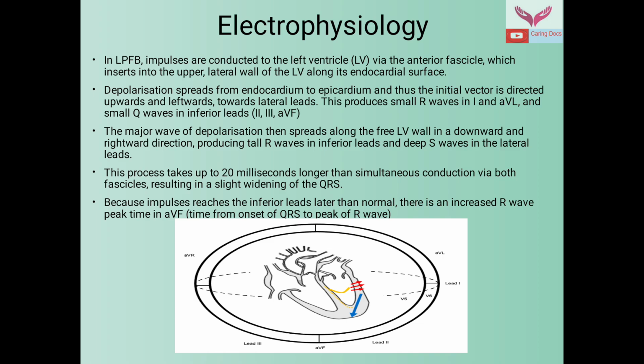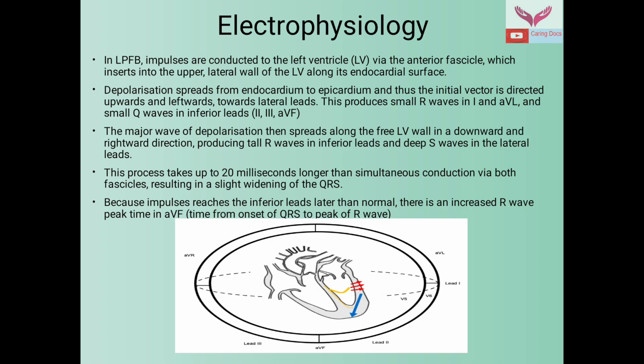The left posterior fascicular block, the electrophysiology is as under. The impulses are conducted to the left ventricle by the anterior fascicle, which inserts into the upper lateral wall of the left ventricle along the endocardial surface. The depolarization spreads from the endocardium to the epicardium, and thus the initial vector is directed upwards and leftwards towards the lateral leads. This produces a small R wave in lead 1 and AVL, and hence a small Q wave in the inferior leads, that is 2, 3 and AVF.